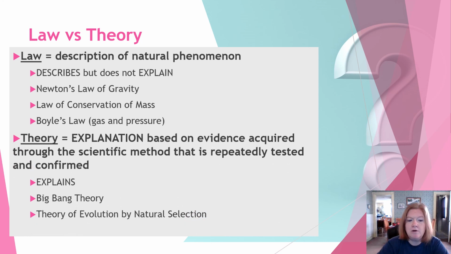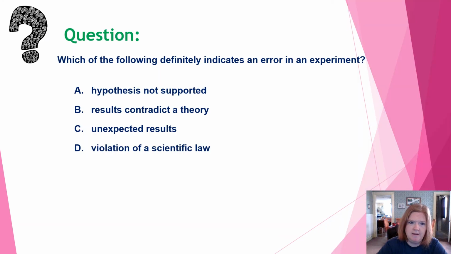A theory, though, is an explanation based on evidence, and that evidence is acquired through the scientific method, and it's repeatedly tested and confirmed. So the theory of evolution by natural selection, the Big Bang theory. Remember, theories explain, laws just tell it like it is. That's it. This is what happens. No why, no explanation. Theory is the explanation.